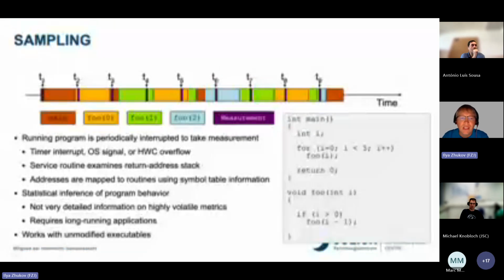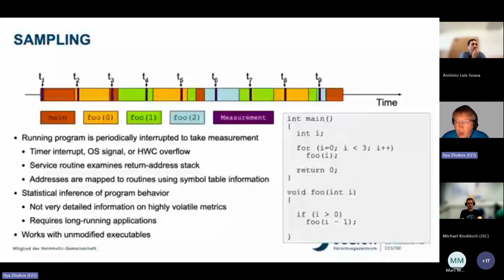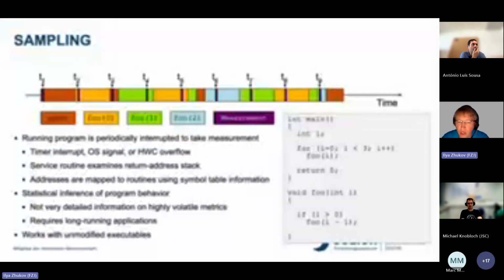What it means is that with sampling, we get statistical information about program behavior, and not every single tiny detail will be covered. That's why, if you use sampling, it is recommended to use a long-running application. It doesn't make sense to use sampling with an application which runs for a couple of seconds. But if you run for several minutes, it is worth using sampling. The advantage of sampling is that it's lightweight. It can work with unmodified executables.